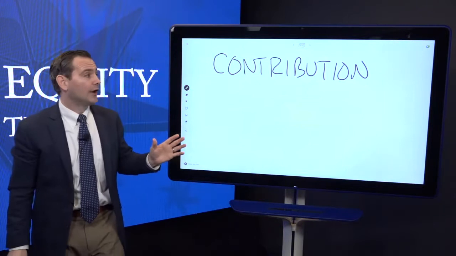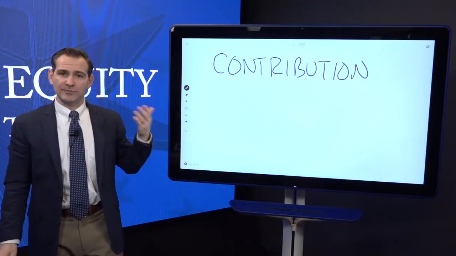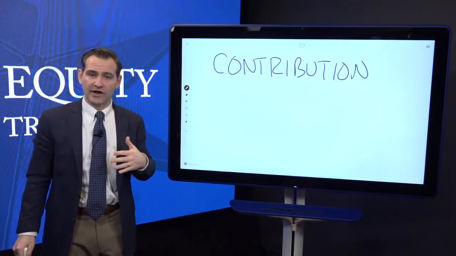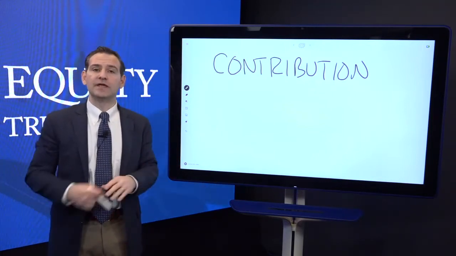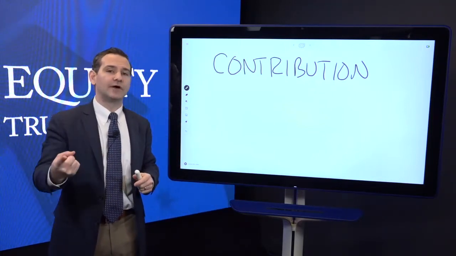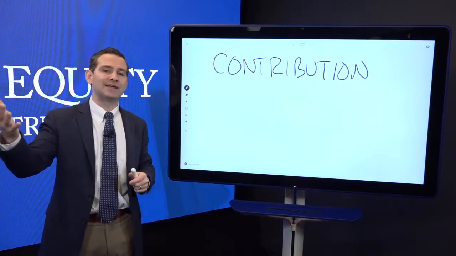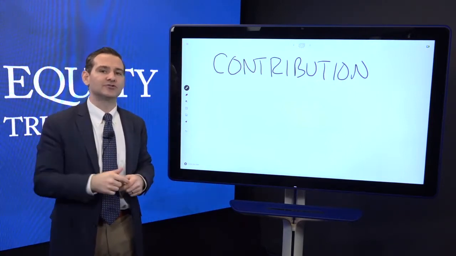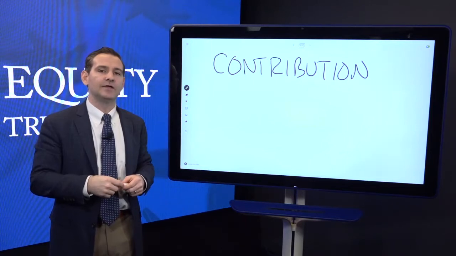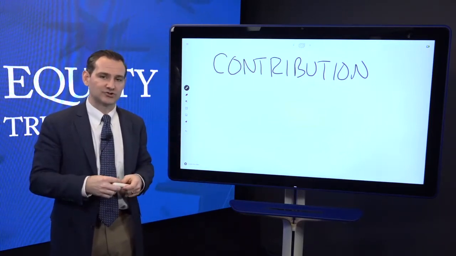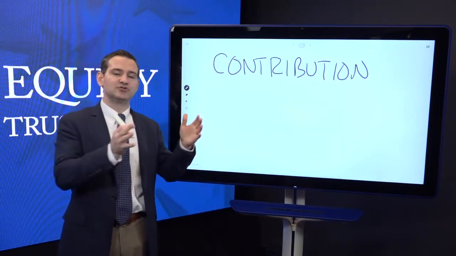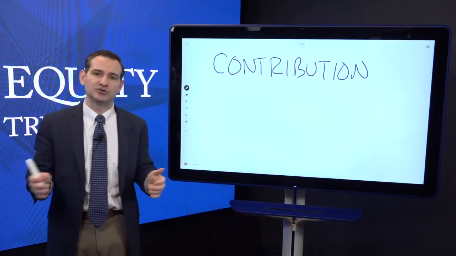That's just the law. So if you want to contribute to a traditional IRA or a Roth IRA, you have to have earned income, number one. Number two, if you want to contribute to a Roth IRA, if you make too much money, then you may not qualify to make a direct contribution to a Roth IRA. You may have to initiate what's called the backdoor Roth contribution, which is first contributing to a traditional IRA and then converting to a Roth IRA.